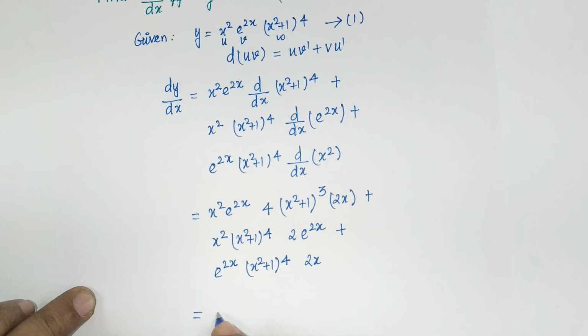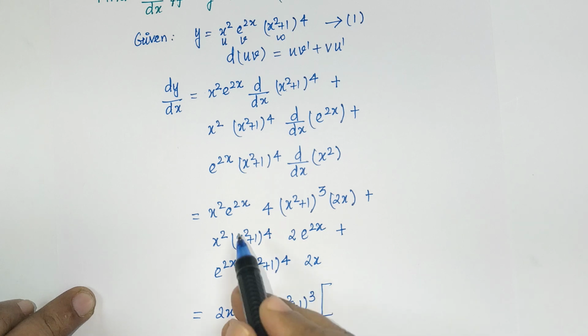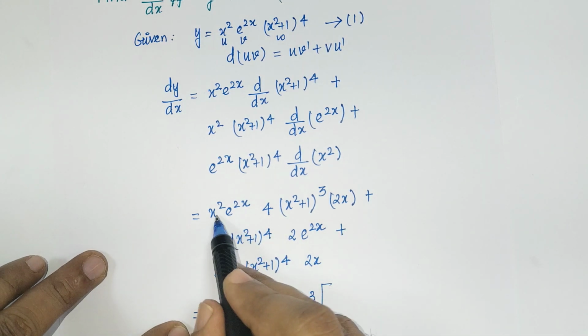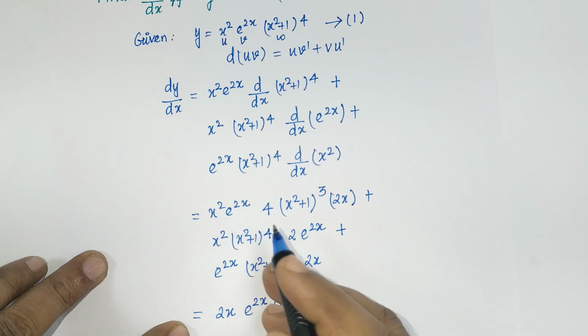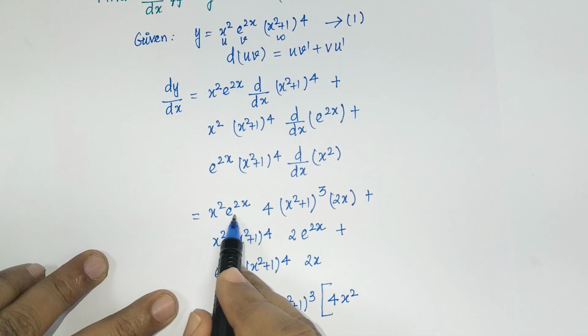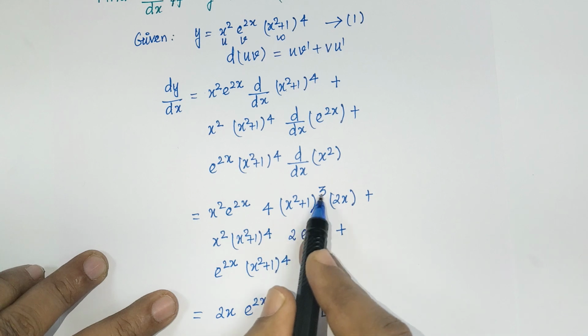So here I'll take 2x, e power 2x and (x square plus 1) whole power 3 as the common term outside. See, in the first one, we took 2x outside, here you will have x square, so I'll write 4x square only you will have. I took outside e power 2x and 2x, (x square plus 1) whole cube.